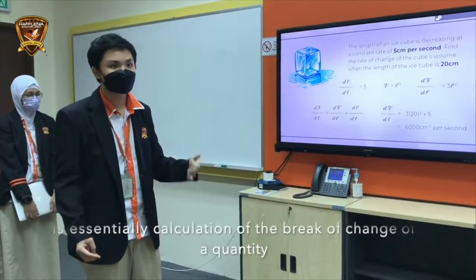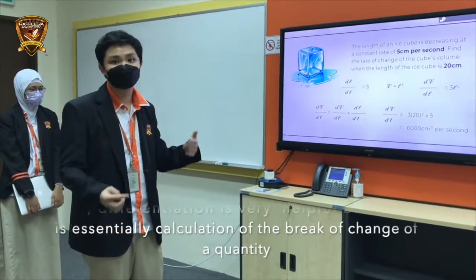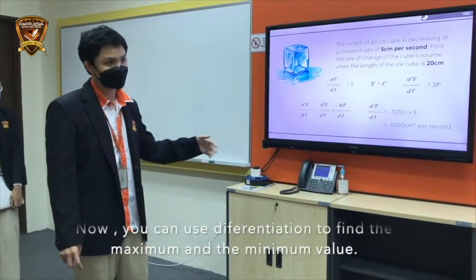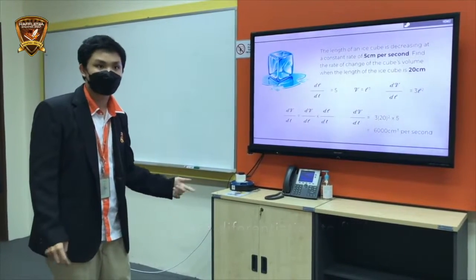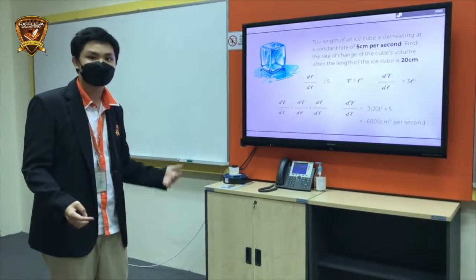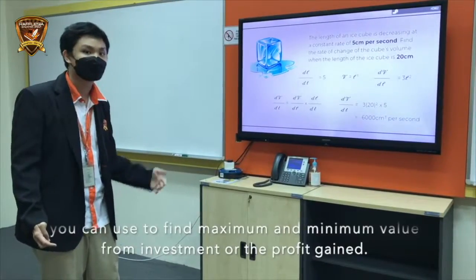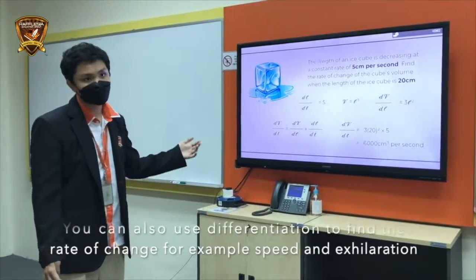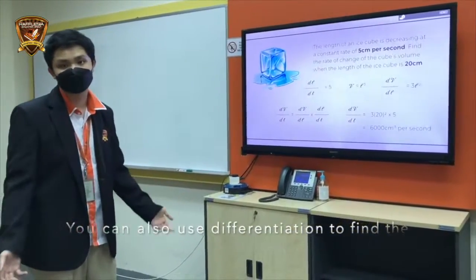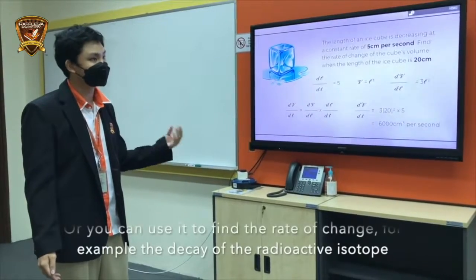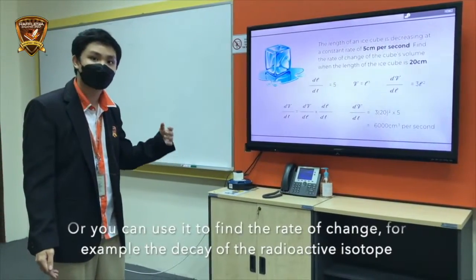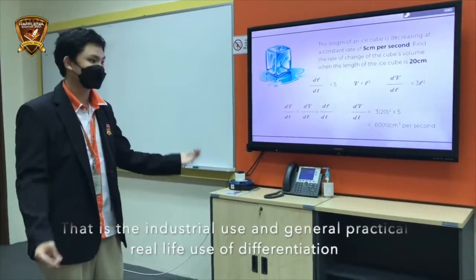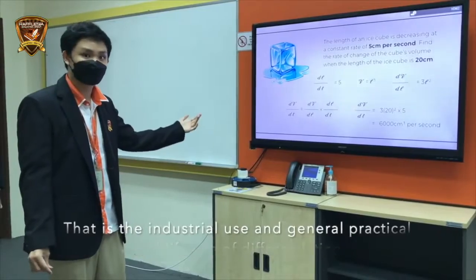differentiation is very helpful because it is essentially the calculation of the rate of change of a quantity. Now, you can use differentiation to find the maximum and minimum value. Why would you want to find the maximum or minimum value? You can use that to find the maximum or minimum value of an investment or the profit gain. You can also use differentiation to find the rate of change, for example, speed and acceleration. Or the decay of a radioactive isotope. That is the industrial use and general practical real-life use of differentiation.